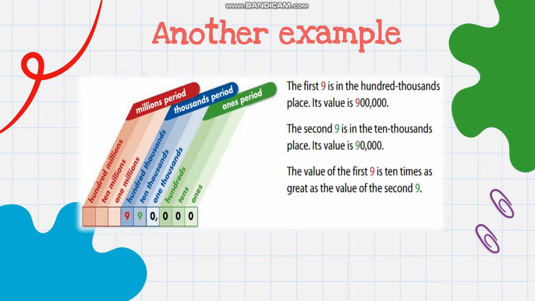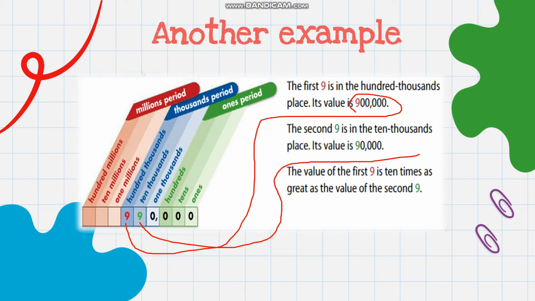Another example, we have 990,000. So the first 9 is in the 100,000 place. So the value of the first 9 is equivalent to 900,000. And the value of the second 9 is equivalent to 90,000. So the value of the first 9 is 10 times as great as the value of the second 9 because they are next to each other and they are having the same digit or number.